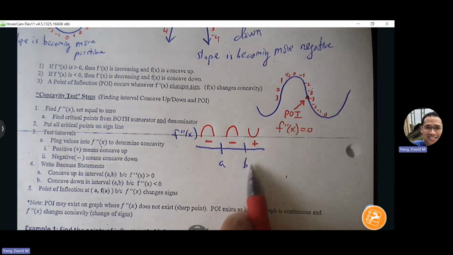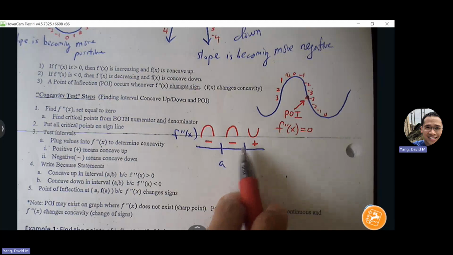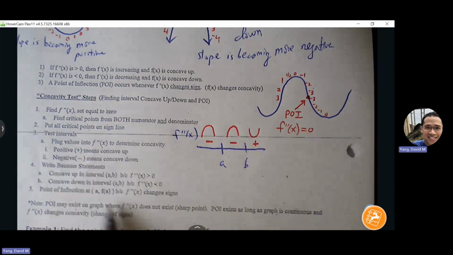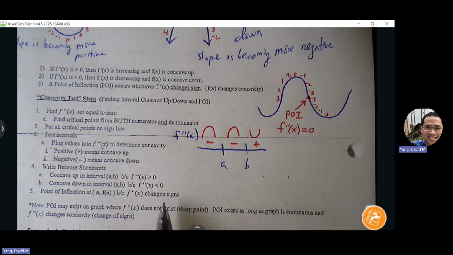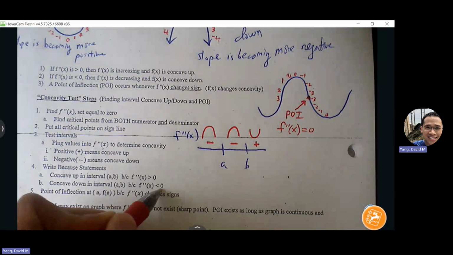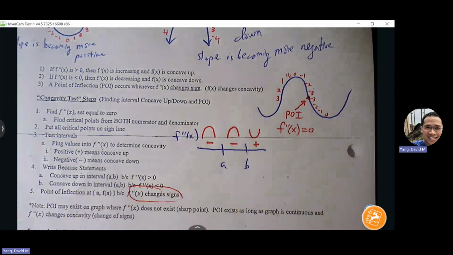So B, in this case, would be a point of inflection because f double prime changes signs. We don't have to specify the direction of sign change. You know how for relative max, relative min, we have to say f prime changes from negative to positive, or f prime changes from positive to negative. You can, it wouldn't be wrong if you want to specify the order of sign change, but it's sufficient to just say f double prime changes signs to justify that you have a point of inflection.